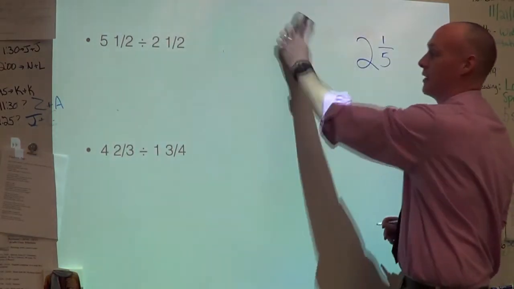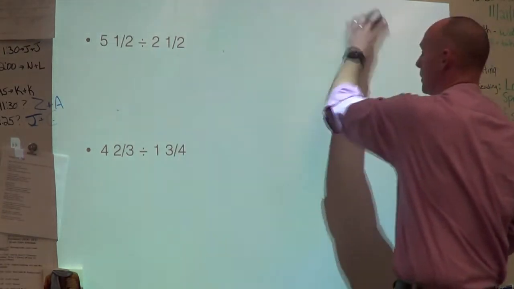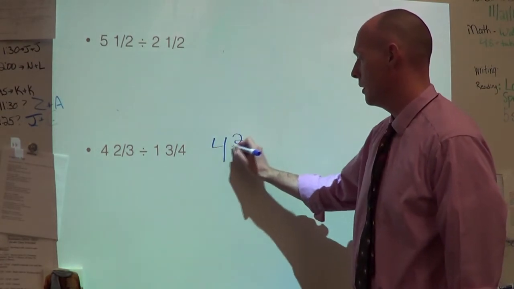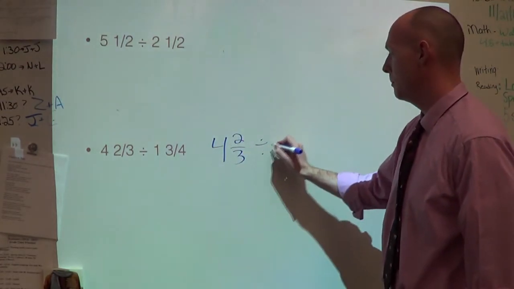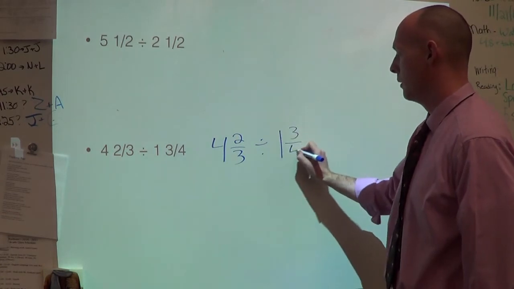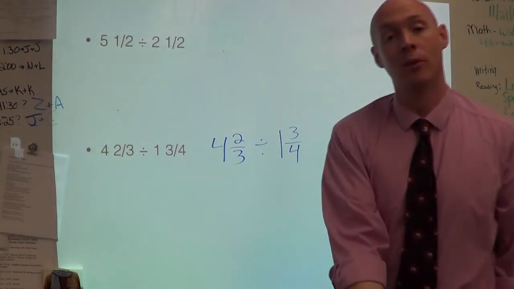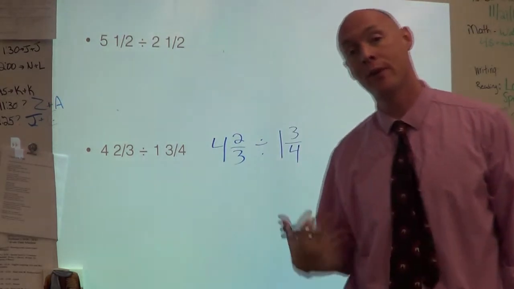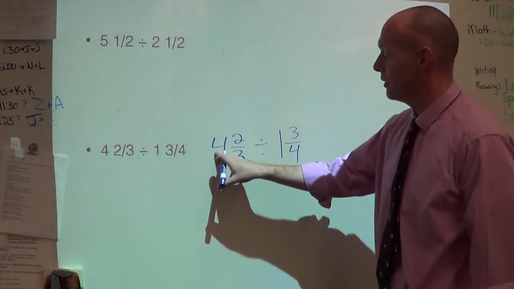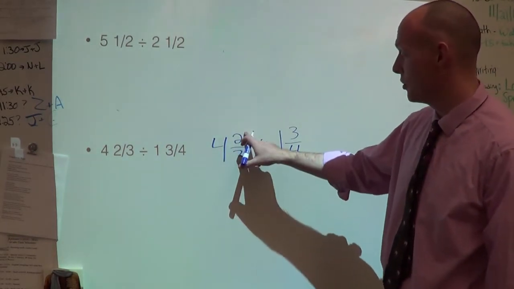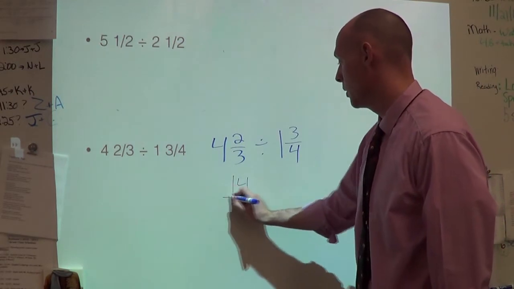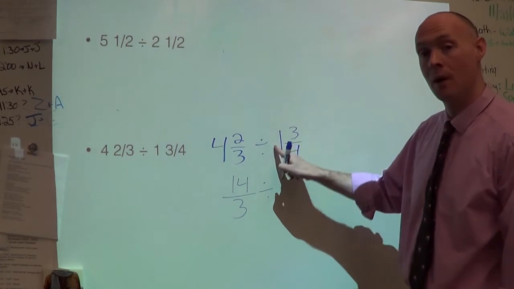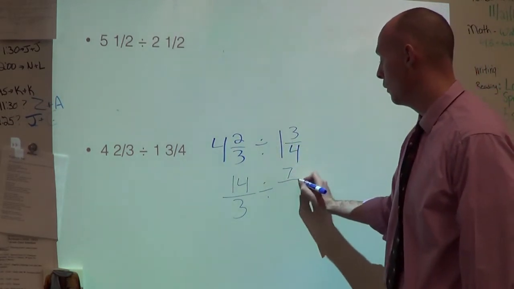I'm just going to erase to get myself a little more room. Okay. So here I have 4 2/3 divided by 1 3/4. Okay. Remember the rules. First one, we are going to change my mixed numbers to improper fractions. So 4 times 3 is 12, plus 2 is 14 over 3, divided by 4 times 1 is 4, plus 3 is 7 over 4.